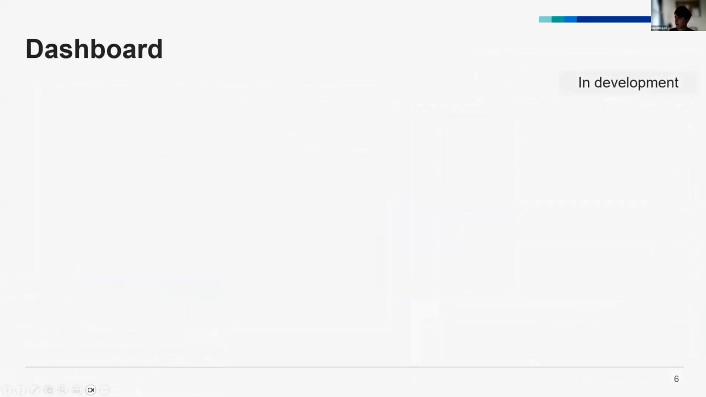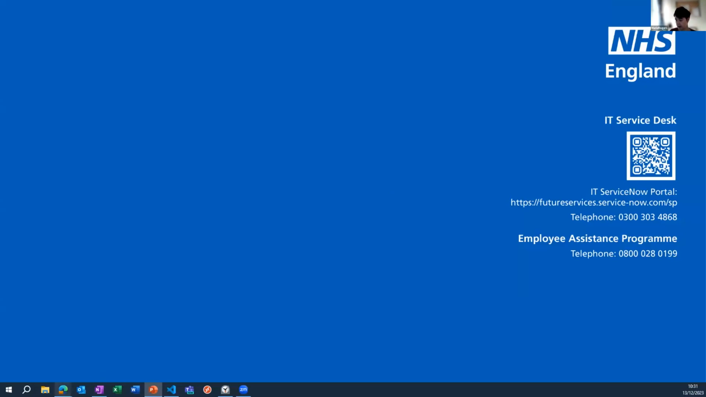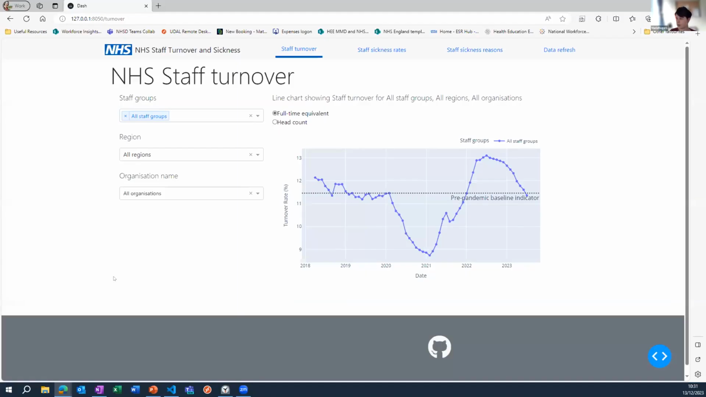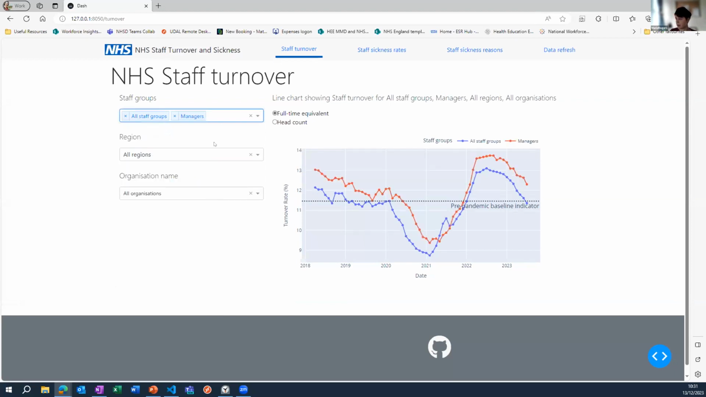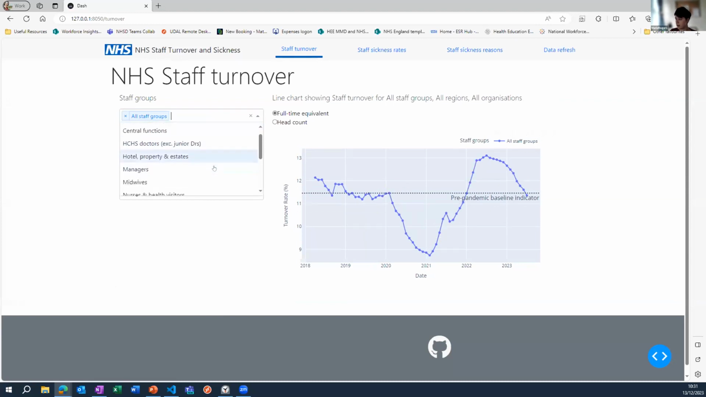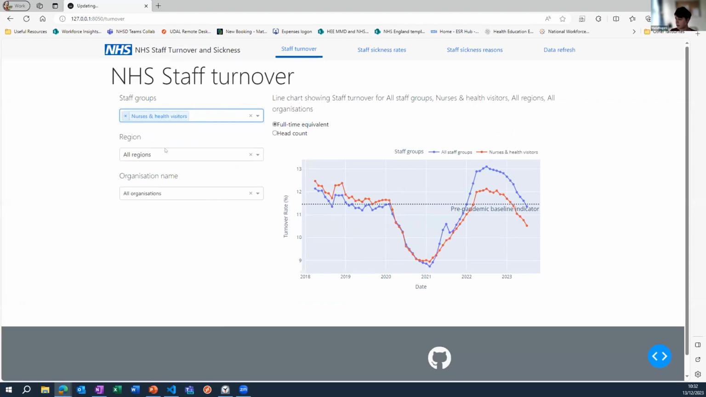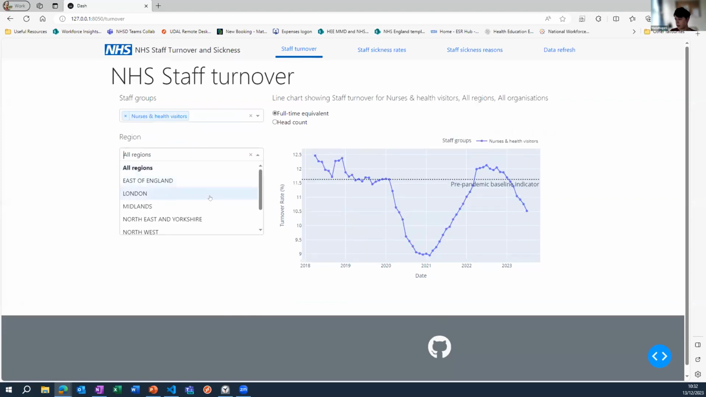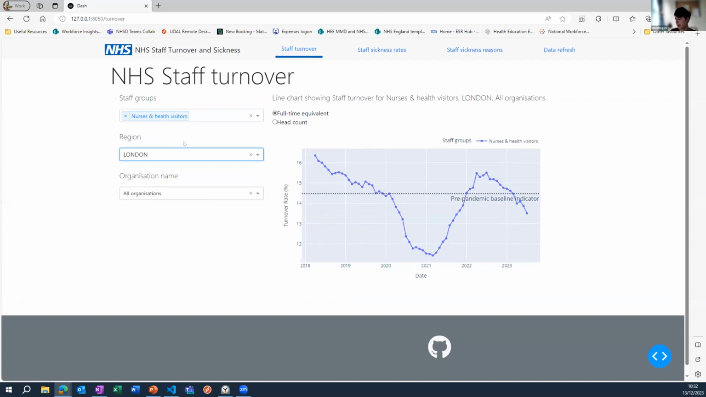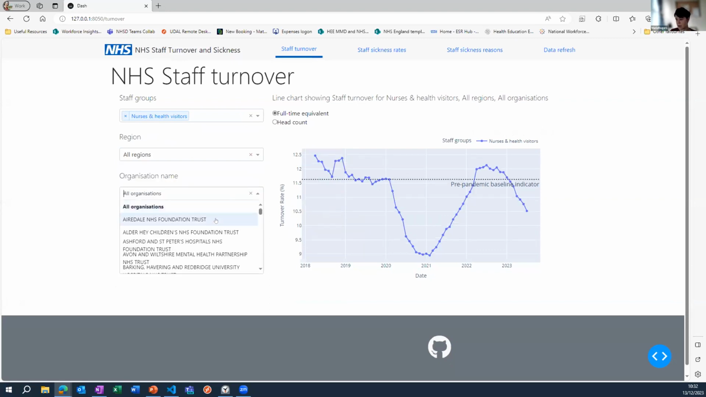So now I'm going to hope the dashboard demo works. So Richard really led the way on doing this work. It's built in a library called Plotly, as I mentioned, and it allows you to view staff turnover by staff group, so you can select more than one and compare them here. And then you can also see this by region, so turnover rates for nurses and health visitors in London, or you can go to the organisation level.